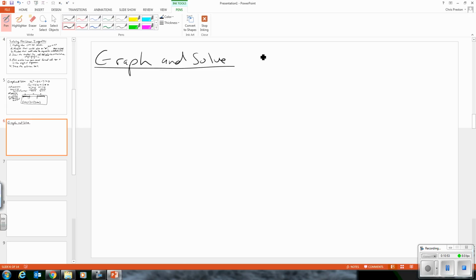Let's look at this. Let's throw in a rational. Let's say we have 2 over x minus 1 is less than or equal to 5 over x plus 4.